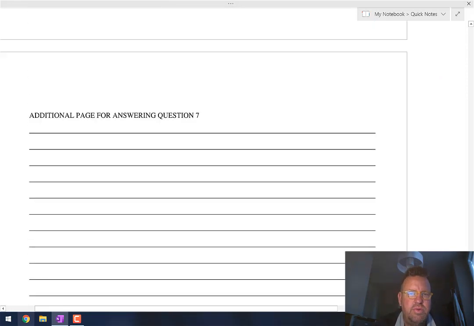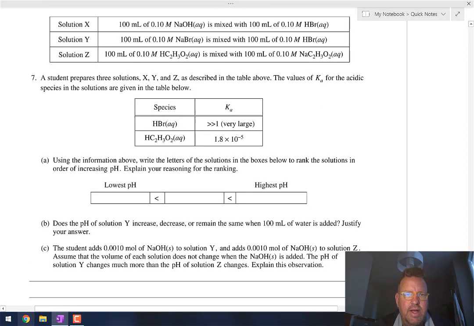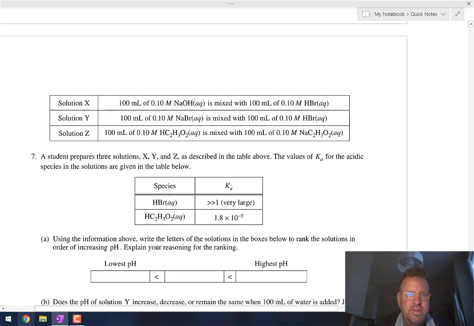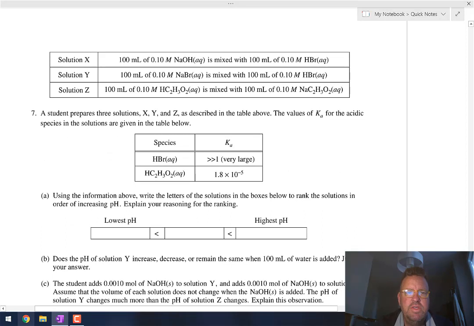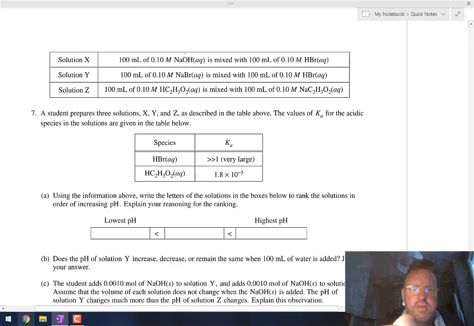And then our last one, question number 7. Looks like we've got 3 different solutions here. So in solution X, let's go through each of these first before we start to answer the question. So solution X, 100 milliliters of 0.10 molar sodium hydroxide.